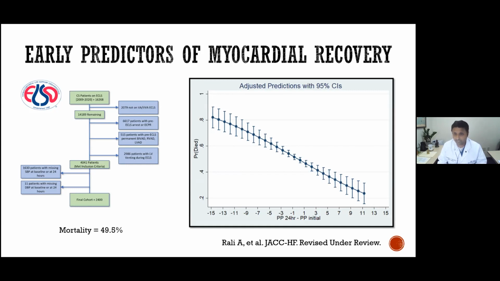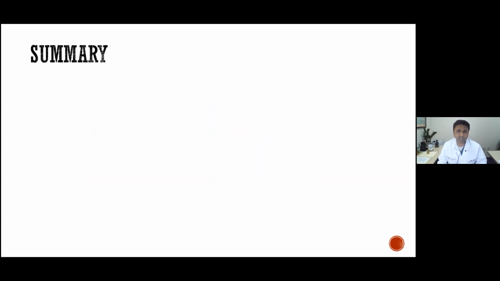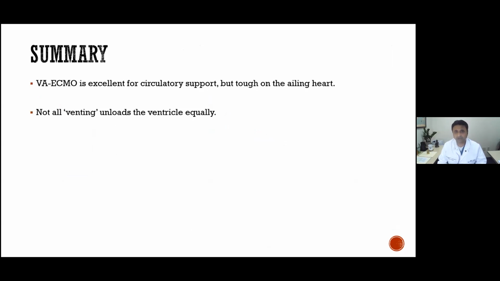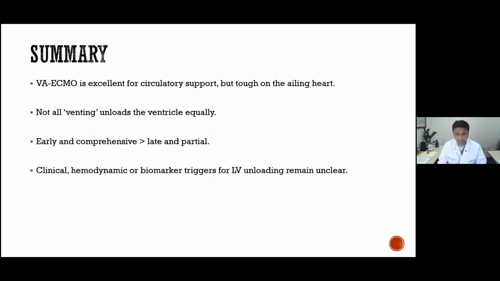But this work is currently submitted to Jack Hartfield, and hopefully with our revisions, it will be accepted. So what are some of the take-home messages that we can take from this? One, VA ECMO is excellent for circulatory support, but it's tough on the ailing heart. Second, not all venting unloads the ventricle equally. Third, early and comprehensive rather than late and partial venting or unloading of the LV seems to be what matters most in shifting the needle to better outcomes.